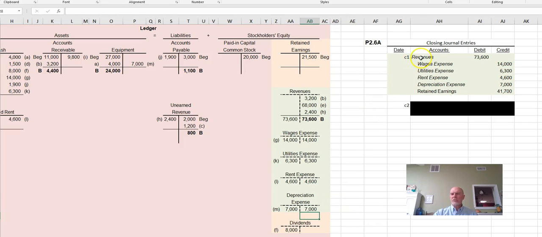But the journal entry still doesn't balance until we put in the difference between the two, which is our net income, and we're going to credit retained earnings for $41,700. So when I credit that $41,700, that's closing entry number one. And what we've done is we've added the net income to the beginning balance of retained earnings.